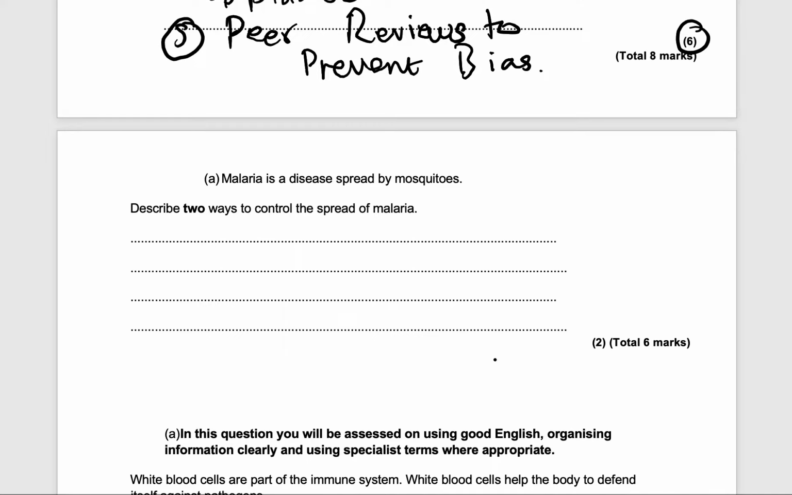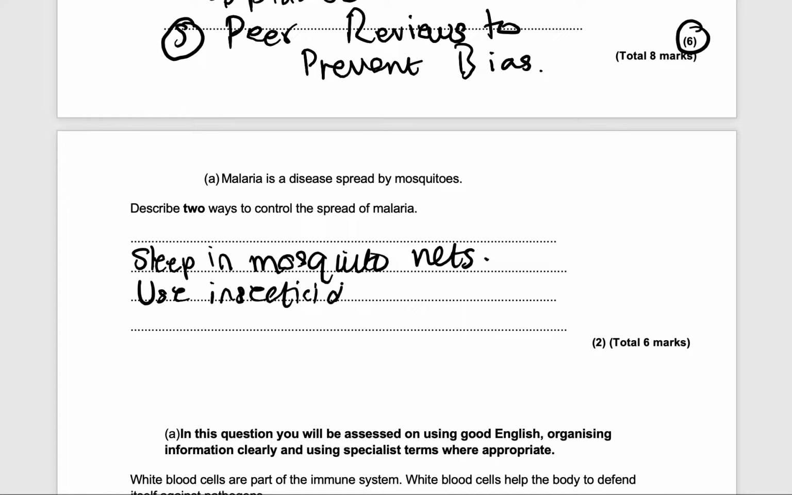Okay, malaria is a disease spread by mosquitoes. Describe 2 ways to control the spread of malaria, and it's 2 marks this question. So to prevent the spread, you could sleep in mosquito nets, and you can use insecticides. Okay, and those 2 points there will get you 2 marks. So you can sleep in mosquito nets and use insecticides, and these are 2 ways of controlling the spread of malaria.